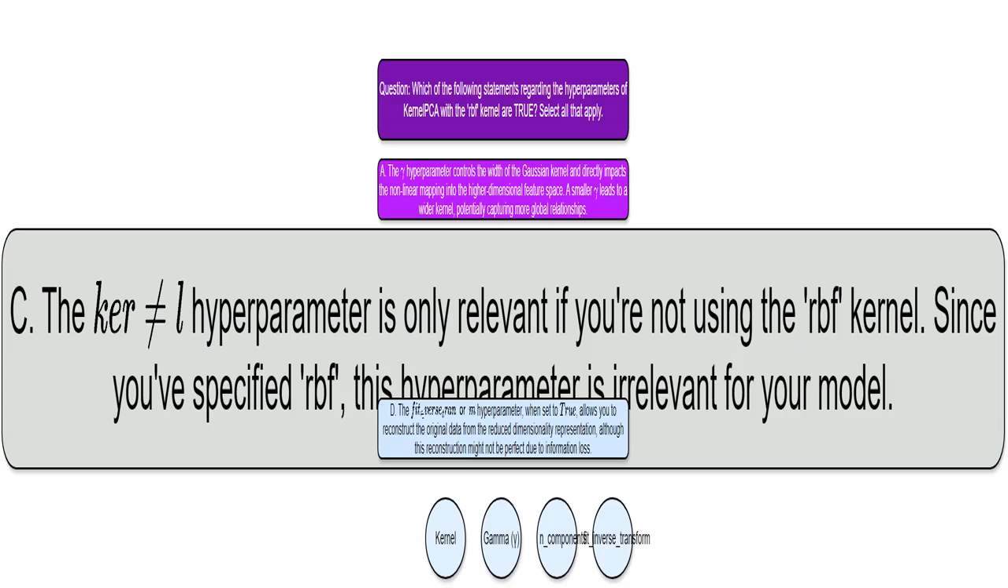Gamma, denoted as gamma, is crucial for the RBF kernel. It controls the width of the Gaussian kernel function, influencing how sensitive your model is to local versus global patterns in your data. A small gamma creates a wide kernel, emphasizing global relationships, while a large gamma creates a narrow kernel, focusing on local relationships. Think of it like adjusting the zoom on a map. A wide kernel, small gamma, shows the entire landscape, while a narrow kernel, large gamma, focuses on a single location.